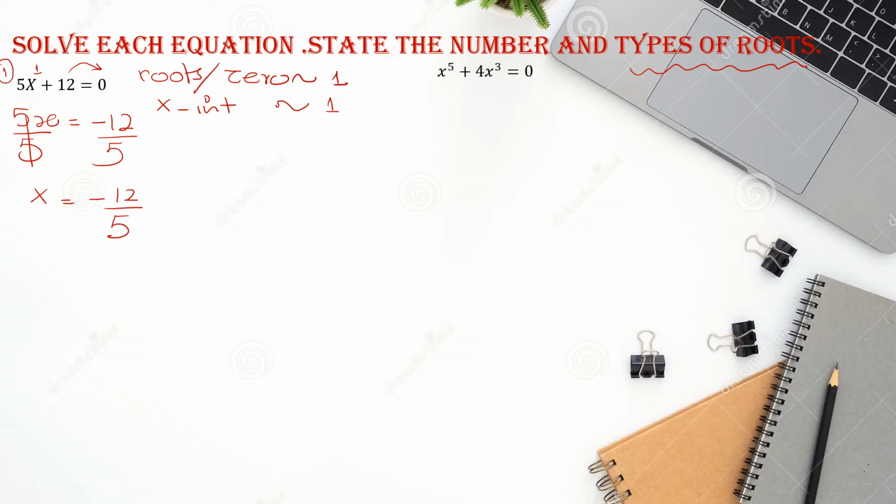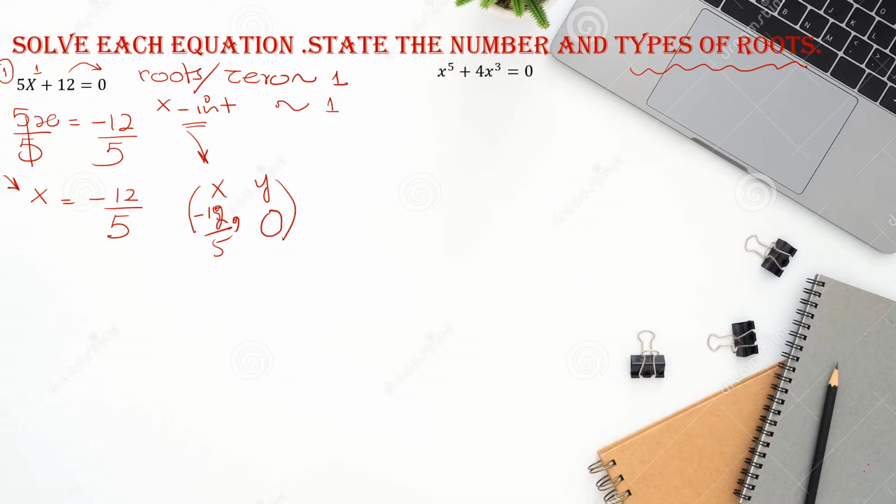So you can see that the root is x equals negative 12 over 5, or the zero equals negative 12 over 5. And if you want to write the x-intercept, it means the value of y is equal to 0. So the x value is negative 12 over 5. This is how we write the x-intercept, and the roots and zeros are given as you get the answer.